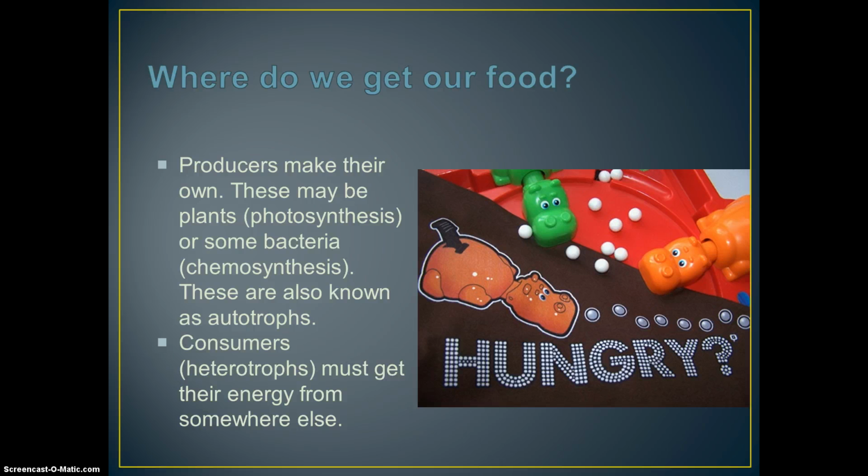Our second major group is the consumer. Just like it sounds, consumers have to get their energy from somewhere else. They consume it. Another word for that is heterotroph. Hetero meaning different, and troph meaning energy. So they're getting their source from somewhere else. Those two are going to work together to cycle energy through our ecosystem.